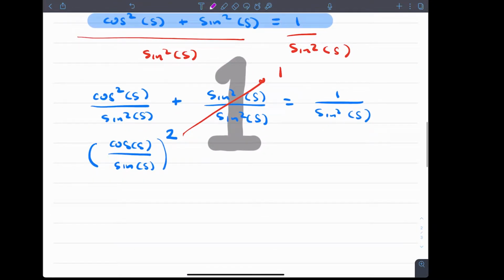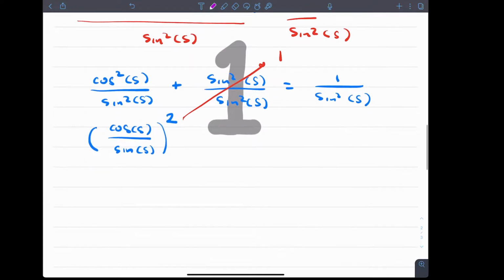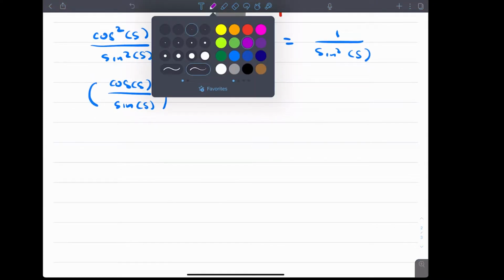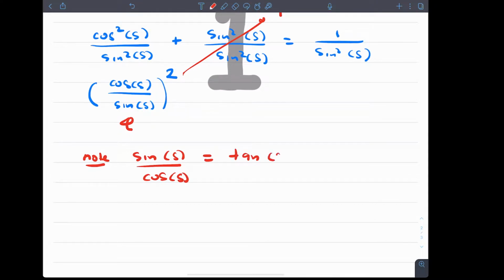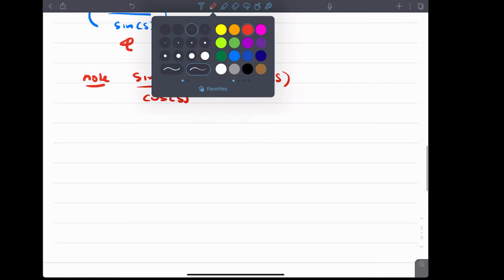Now, what is sine over cosine? Do you guys know? We got to know what this is right in here. Our cosine over sine. Okay, we already know what sine over cosine is, right? So I'm going to say, here's a note that sine s over cosine s, what is this? This is tangent s. Okay? But you want to know what I'm going to say here? I'm going to write this down.